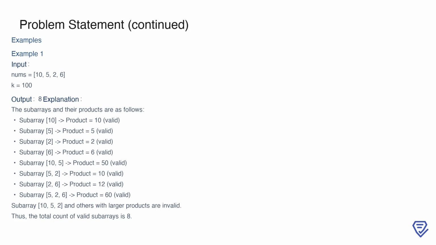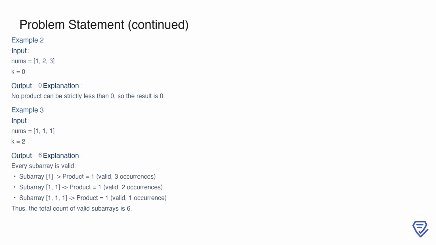For instance, the subarrays 10, 5, 2, and 6 each have a single element, and their products are 10, 5, 2, and 6, respectively, all of which are valid. Similarly, subarrays like 10, 5, and 5, 2, and 2, 6, and 5, 2, 6 have products of 50, 10, 12, and 60, which are also valid. However, larger subarrays like 10, 5, 2 exceed the product limit, so they are invalid. The total count of valid subarrays, therefore, is 8.